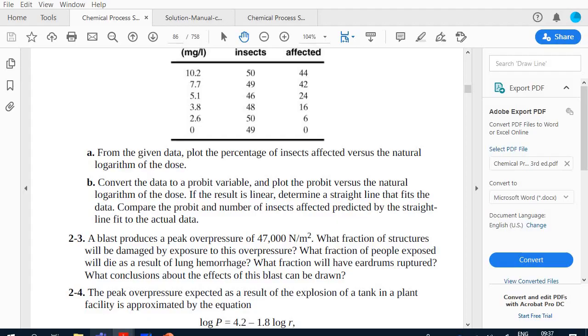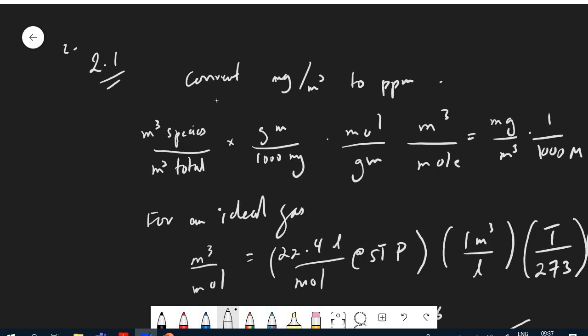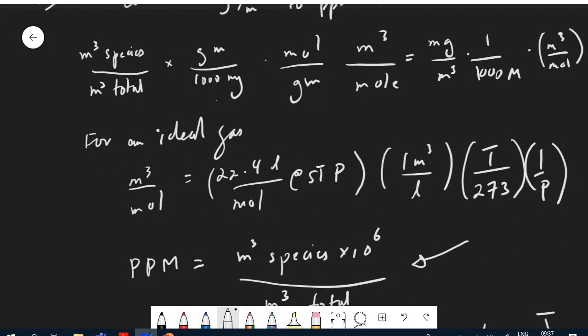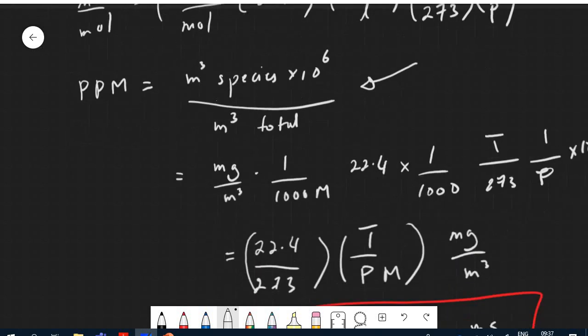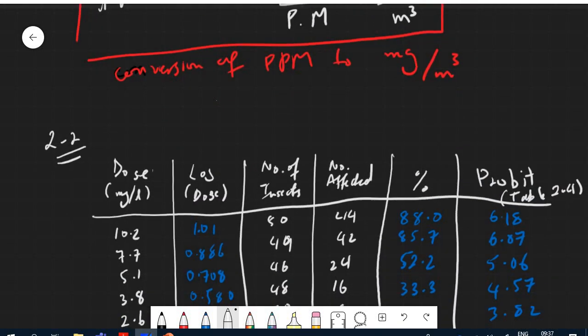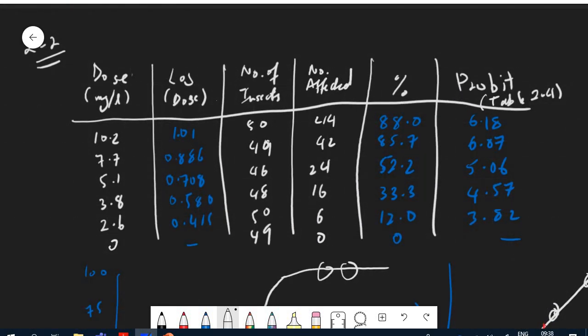Okay, so let's start solving it. What was the data that we had? I have some solutions here from when I was trying to solve by myself. This is 2.1, so don't worry about it. So what do we have here?